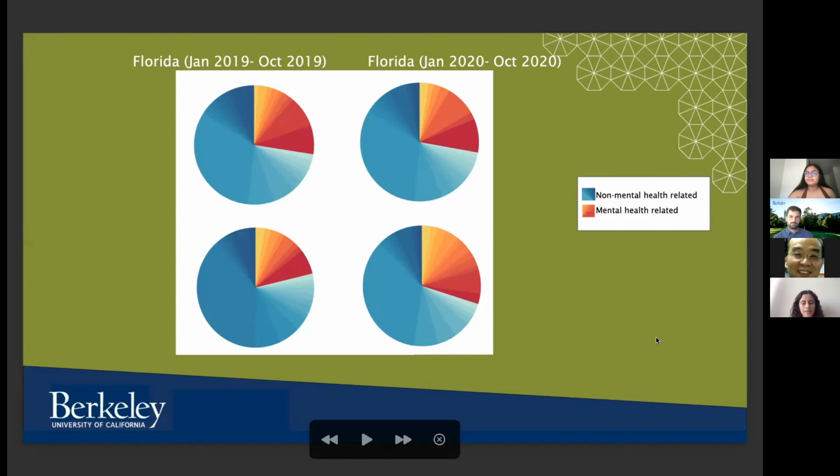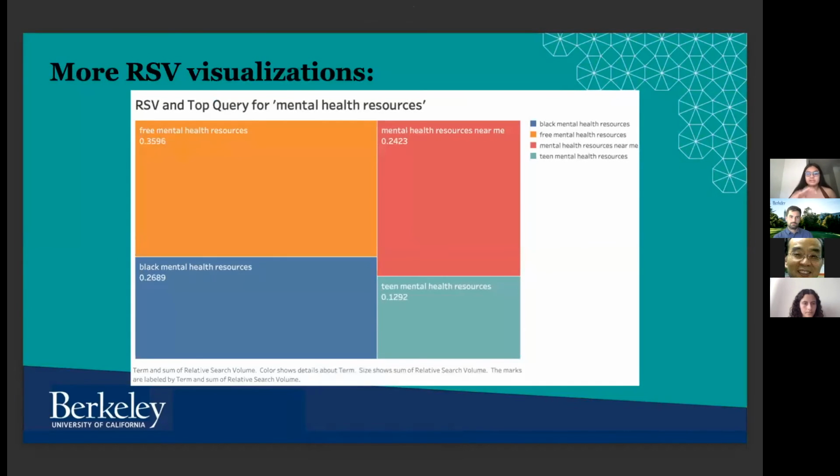And the following visualizations are just extra visualizations that I created on Tableau. So here we have free mental health resources, which is a top query when people search mental health resources in the search bar of Google. And it looks like the biggest chunk is free mental health resources, followed by Black mental health resources.